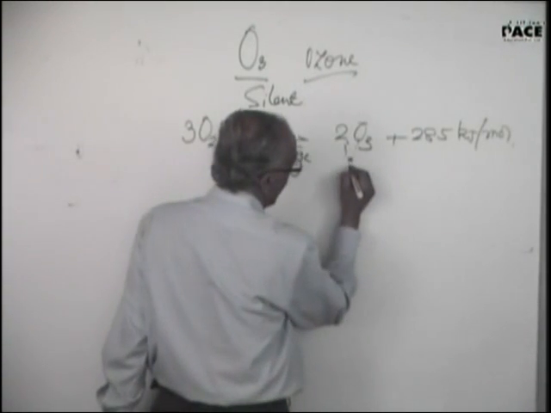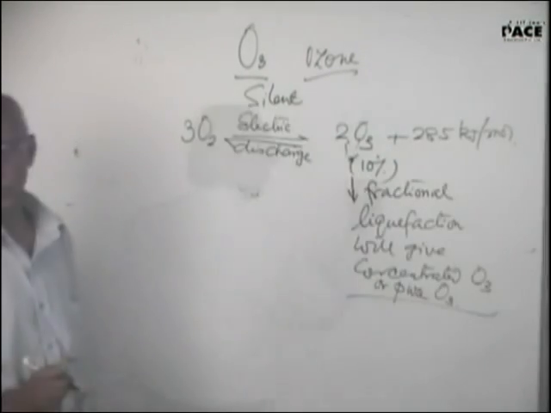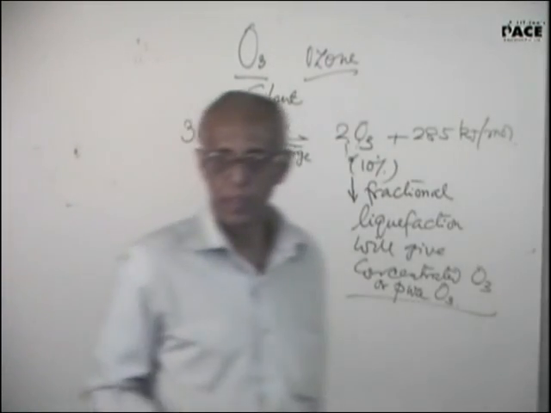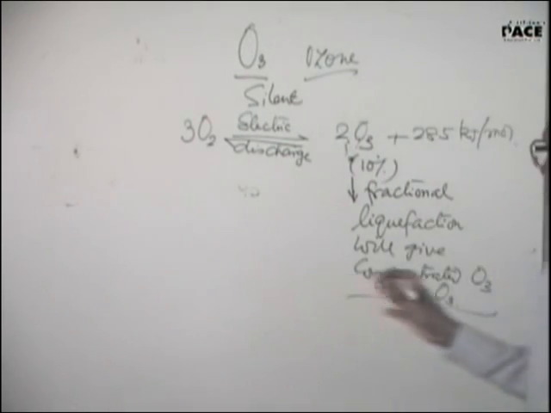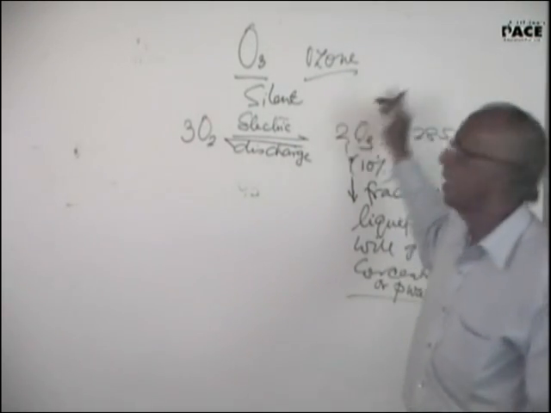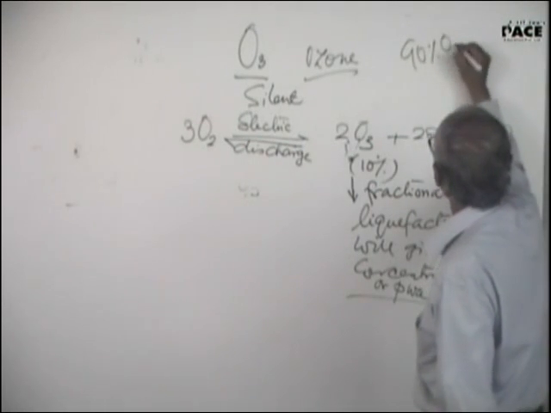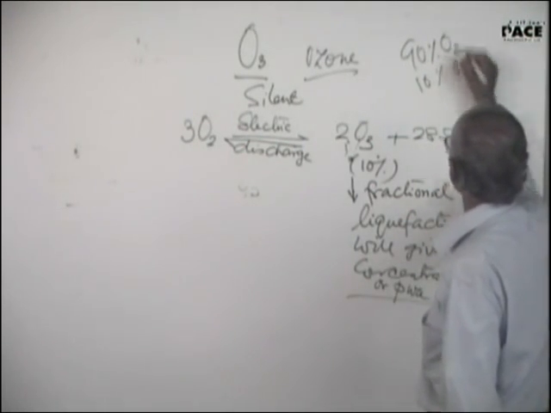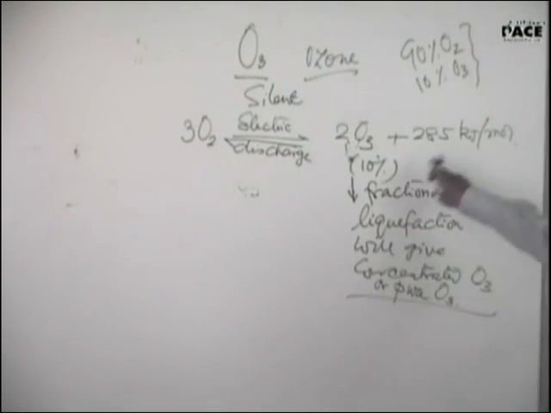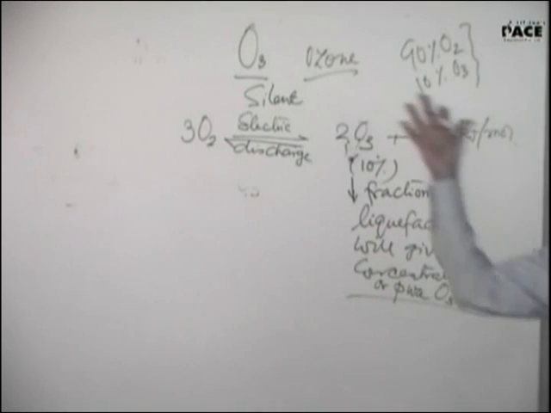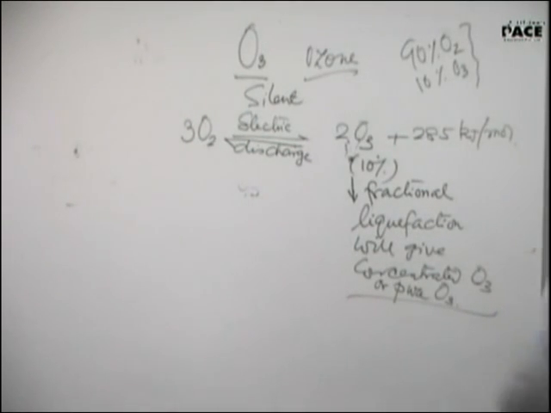The percentage of ozone which you get is only 10%. If you want pure ozone, what you get here is 90% oxygen and 10% ozone, because the yield is only 10%. So the remaining amount is oxygen. If I want 100% ozone, then I have to do fractional liquefaction to get pure ozone.